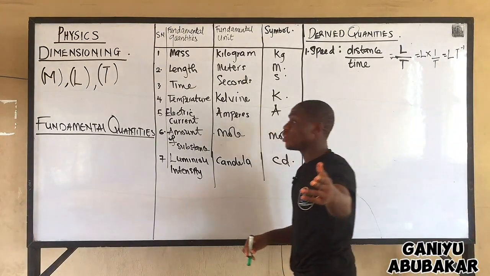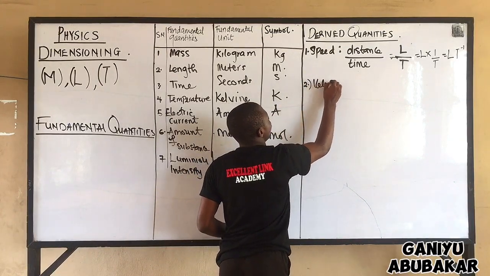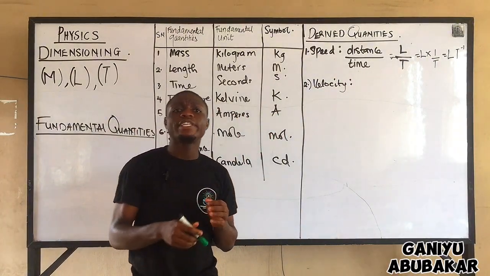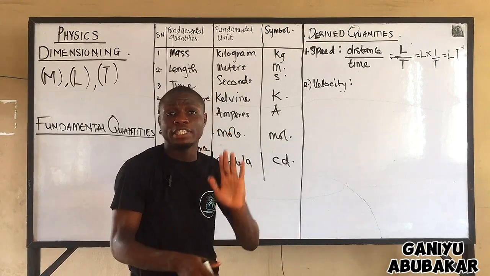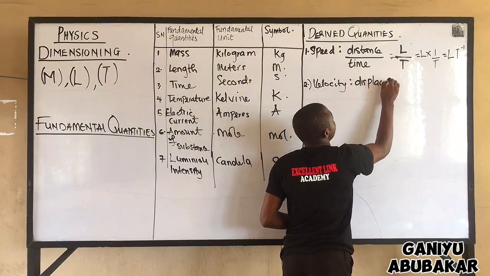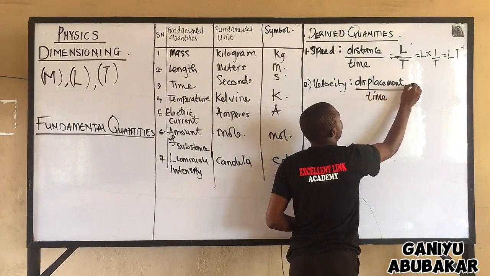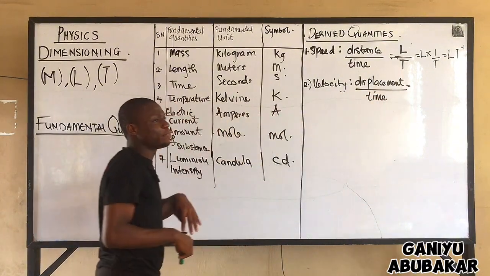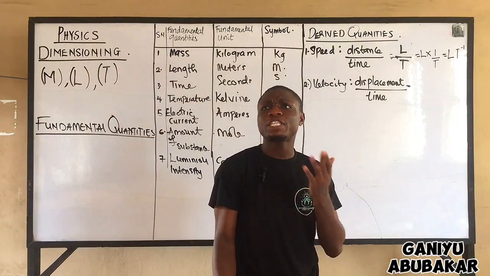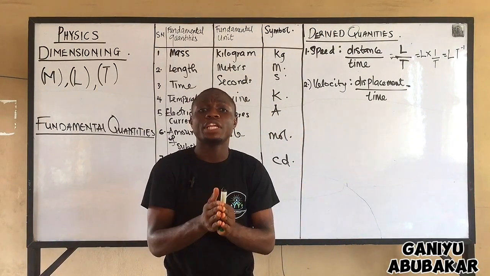I give you the second one. The second one is velocity. All right, what's velocity by mathematical approach? It's simply the rate of change of displacement, that's displacement all over time taken. Of course, look up, please. What's displacement? Which one talks about displacement here? Displacement is simply the distance travelled in a specified direction.